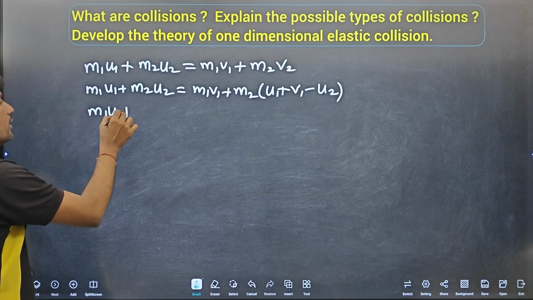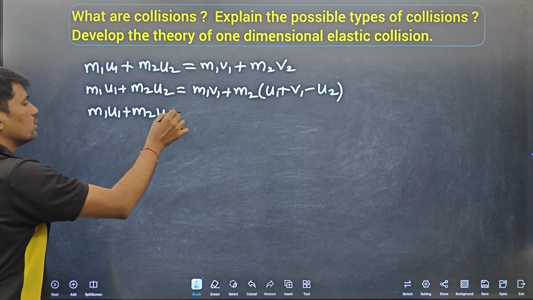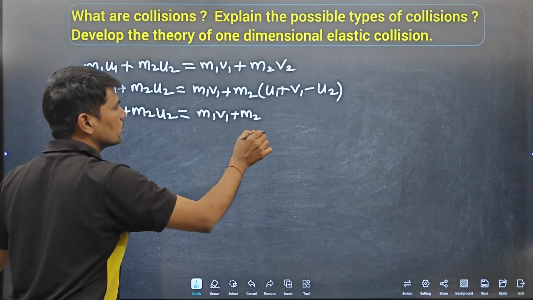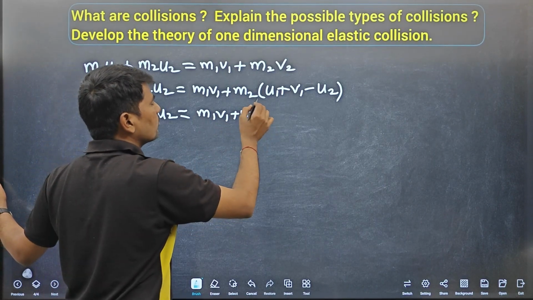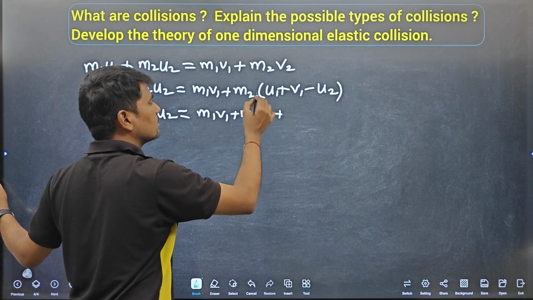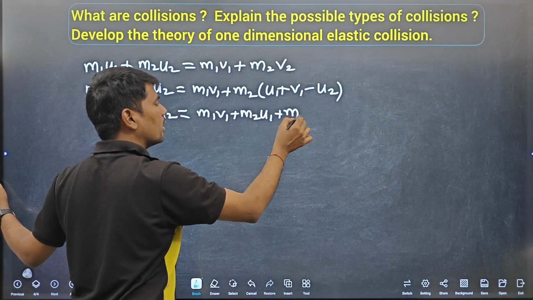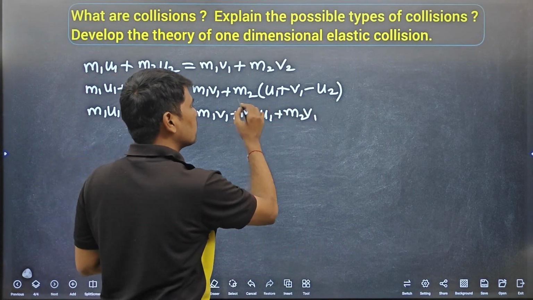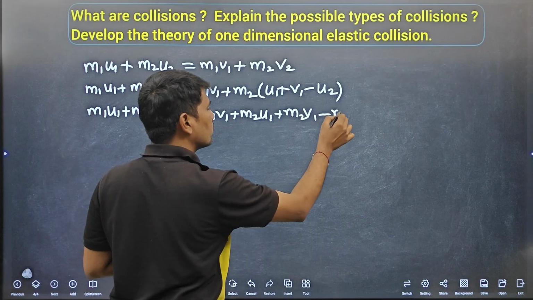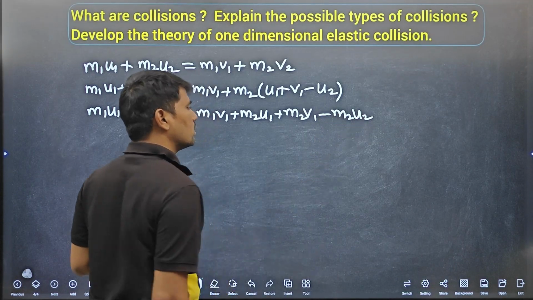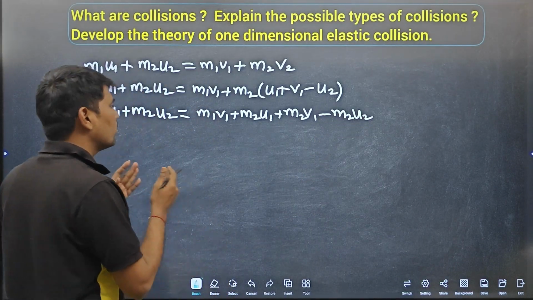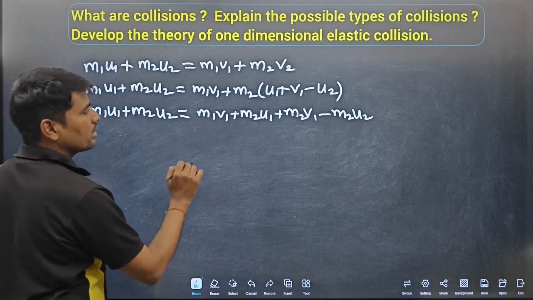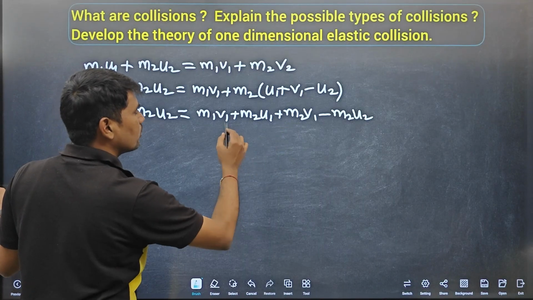m1 u1 plus m2 u2 is equal to m1 v1 plus m2 into u1 plus m2 into v1 inside. I hope you understood. Just multiply inside, plus into minus, minus m2 into u2. Simply what we have to do here, we have to find v. m1 v1 is here, m2 v1 is here.